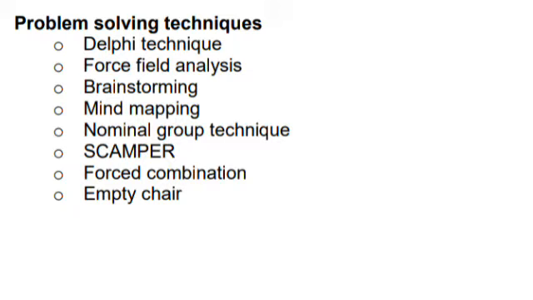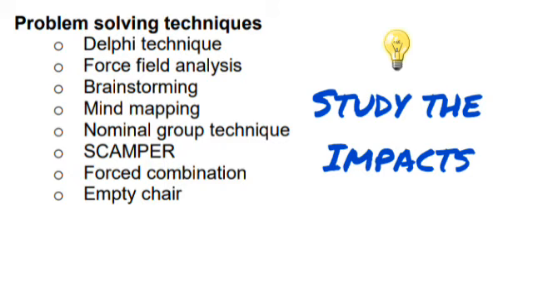So we have things that are called problem solving techniques, because once you are in the evaluation step, which is the last step of your problem solving, you may realize that the solution that you came up with did not work. And it may not work not because it's a bad solution, but because you used a wrong technique in trying to solve this problem. So the best way is to familiarize yourself with the different problem solving techniques. We have the Delphi technique, force field analysis, brainstorming, mind mapping, nominal group technique. We have SCAMPER, forced combination, and an empty chair. So these are our problem solving techniques that you have probably done in previous grades.